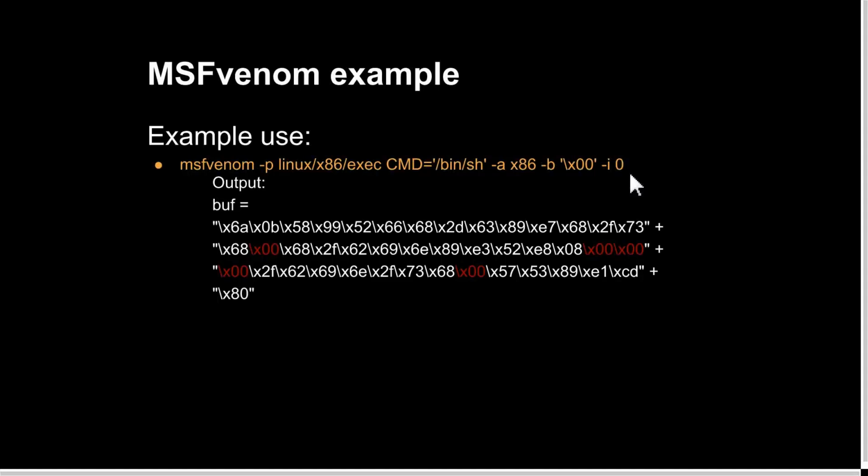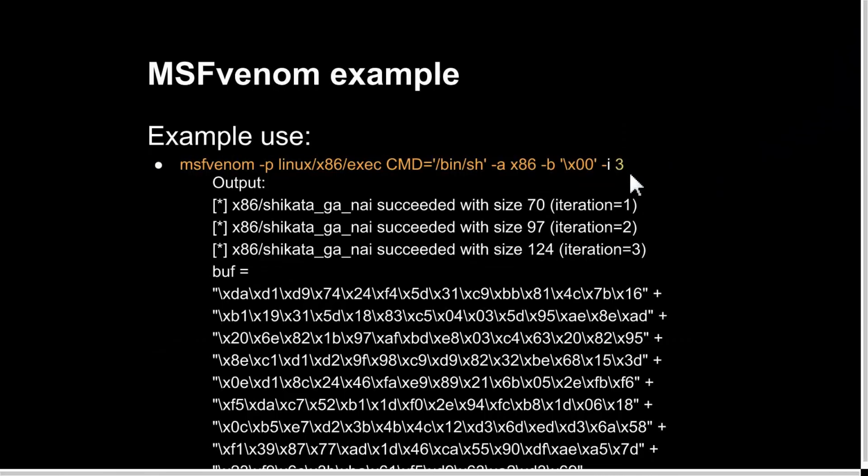So here's an example where I've instructed it to iterate 0 times. So there's no encoding done whatsoever. And you can see that there's actually no bytes being generated. And thus, if this is used in any sort of buffer overflow, this will fail.